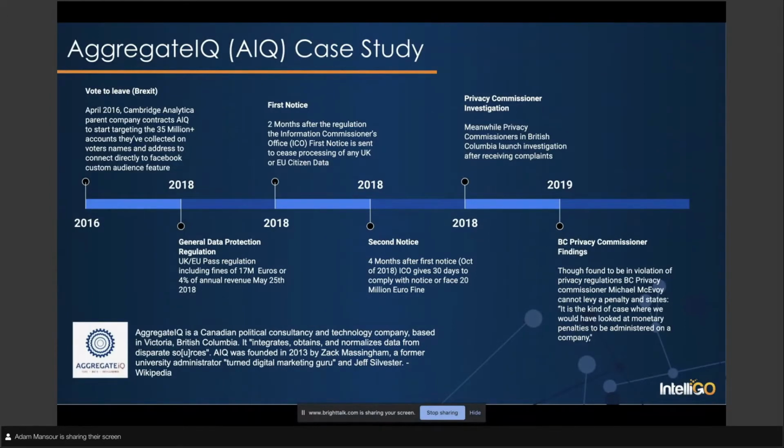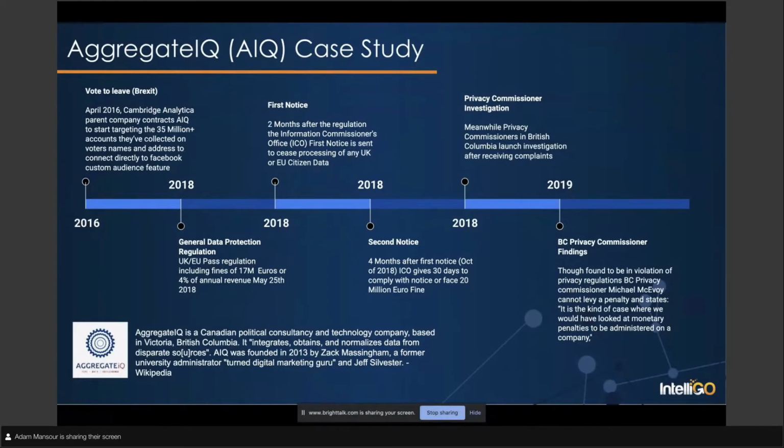And then, 30 days after that, you had them send a breach notice specifically to them saying, okay, you violated the regulation. You now owe 20 million euros as a fine. And independently, the Privacy Commissioner of BC was also investigating them for breaches of that regulation.